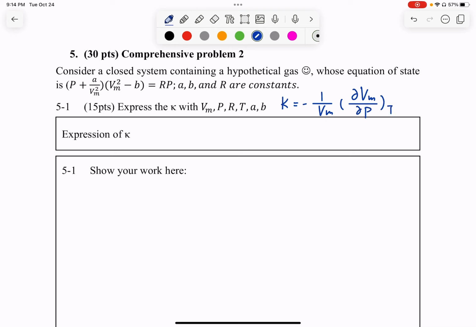So I'll go really slow here for this problem. What we're doing here is taking the derivative on both sides of this equation with respect to P. Or when we write it out, we have the partial derivative with respect to P of this entire thing, P plus a over Vm squared, times Vm minus b, at constant T. And on the right hand side, we're doing the same, but this one just gives us constant R.